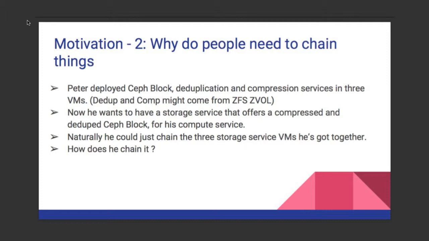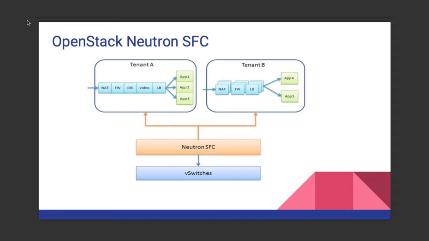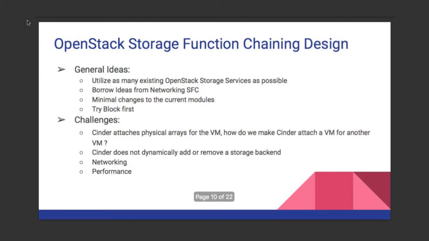If we think about the chaining concept, it comes from the networking side. In Neutron, at the moment, we have a sub-project called Networking SFC, which mainly deals with networking service function chaining. As you can see, SFC is responsible for using switches to chain all these VNFs together to form an NFV service chain. So for storage, how do we chain them? For the storage side, the story is a little bit more complicated.